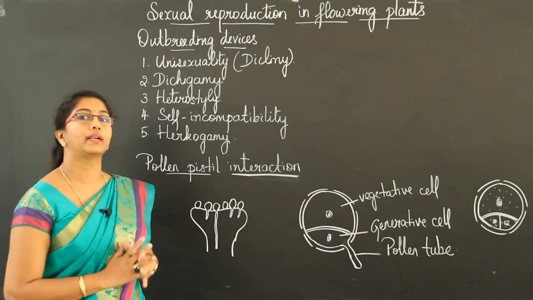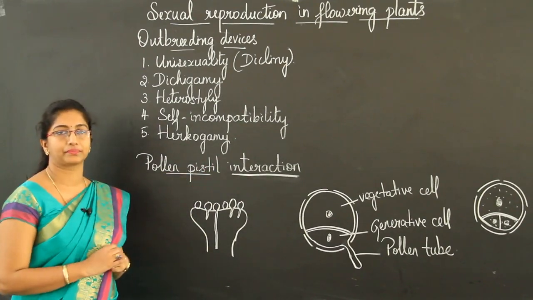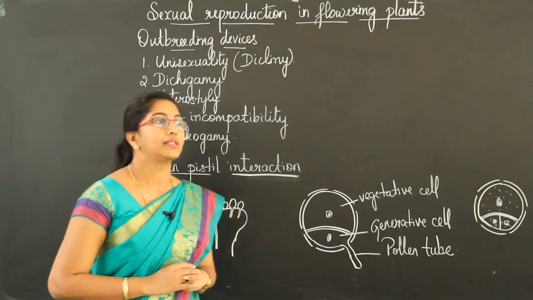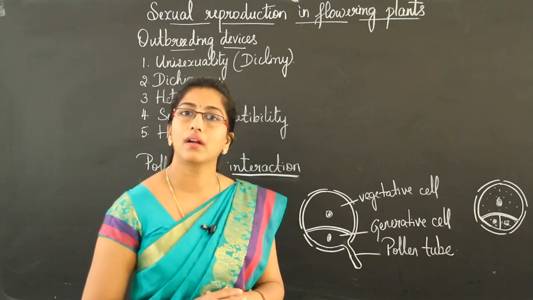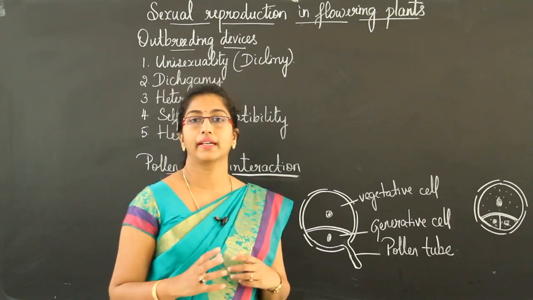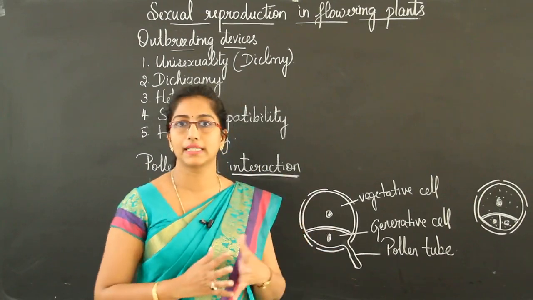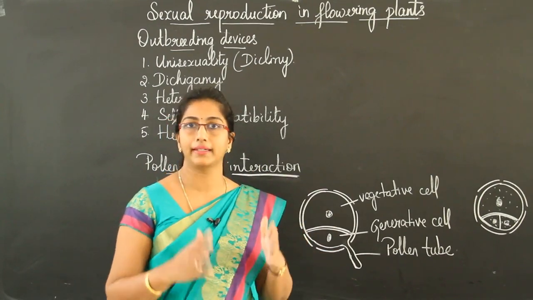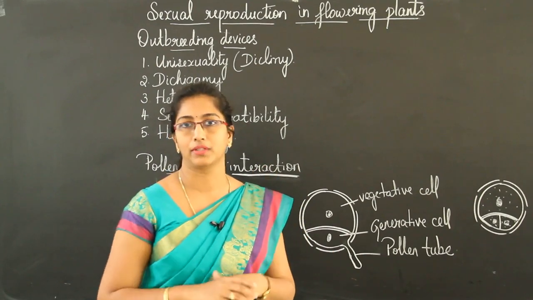Now after that, what happens is the pollen-pistil interaction. Now, just we say pollination. Pollination cannot guarantee the right type of pollen to fall on the stigma. Now what do we mean by the right type of pollen? That is the pollens which are compatible to the plant.